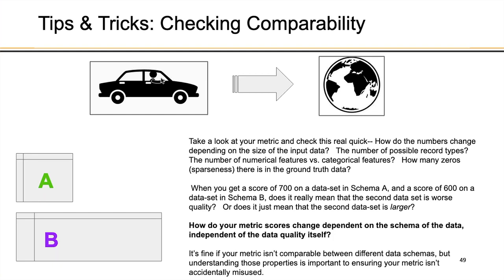So this is a question of, can I run your metric on my data set with schema A and on schema B and say, okay, I got a 700 on schema A and I got a 600 on schema B. Can I say that A is actually doing better than B? Or is it just a matter of the metric itself tending to give lower scores, so I can't compare the metric between schemas? I can only use the metric to compare different data sets and privatizers on a single schema. This is important to know. Your metric may or may not have comparability between different schemas, but understanding those properties is important. Okay, next slide.